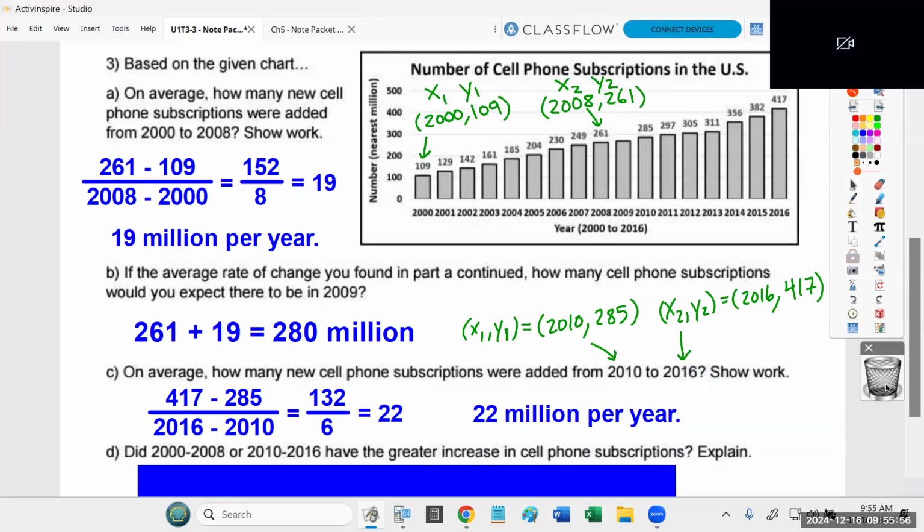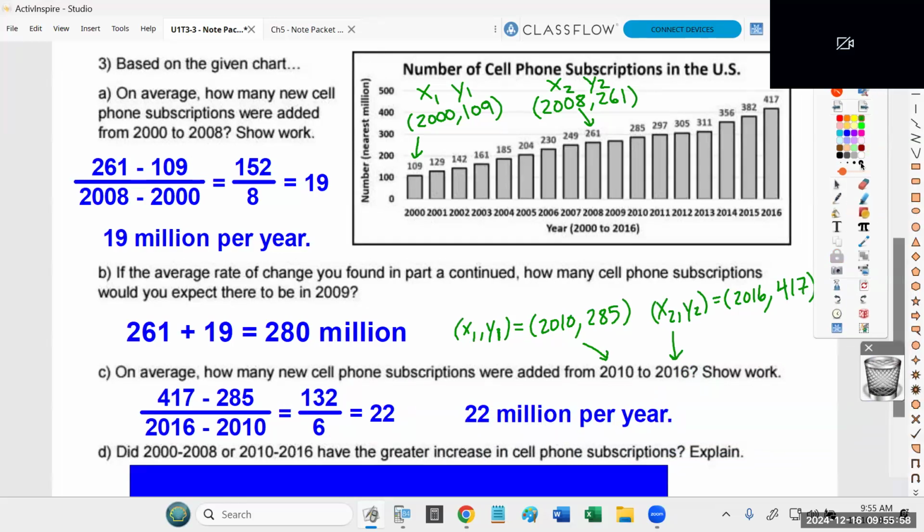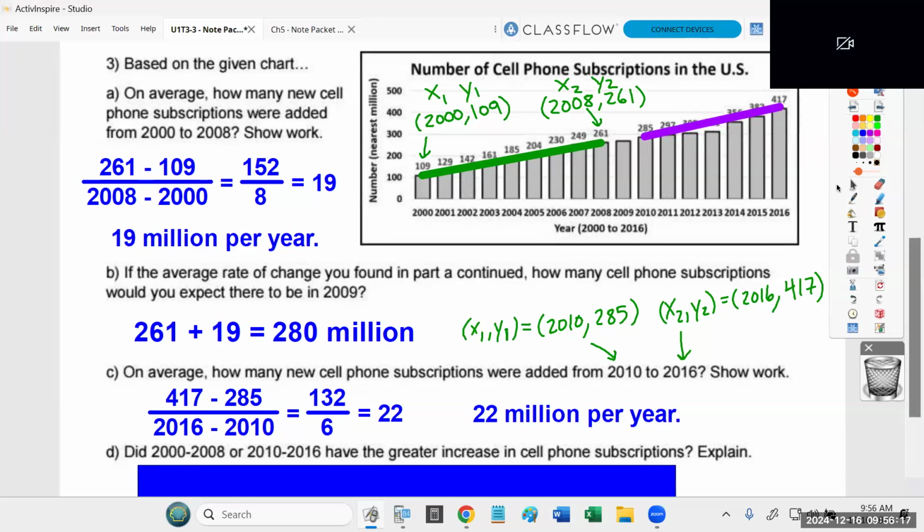So here's what we've calculated in these two problems. The first problem, part A, was from 2000 to 2008, and we said that the average rate of change over that time period was about 19 million per year. In part C, we said, all right, let's start in 2010 and go to 2016. Now, it might be kind of hard to see, but can anyone see which of those lines is slightly more steep, green or purple? Purple. Purple is a tiny bit more steep.